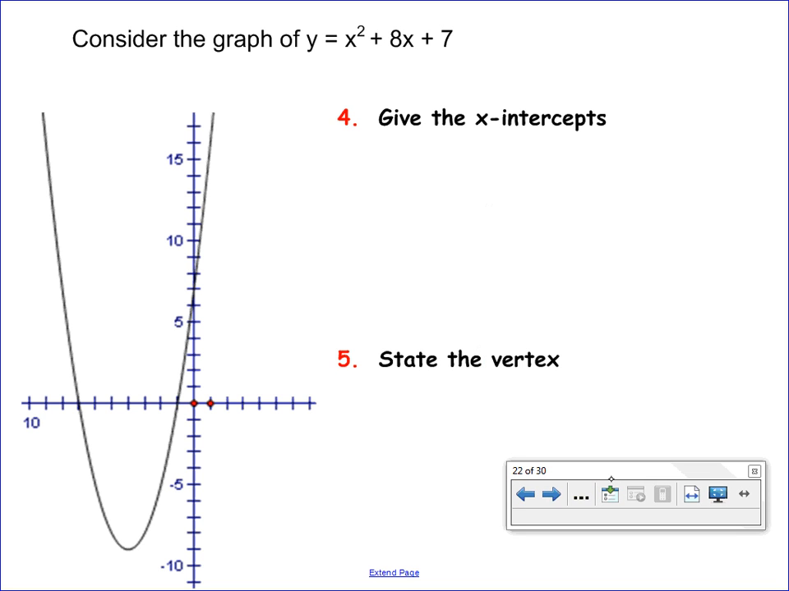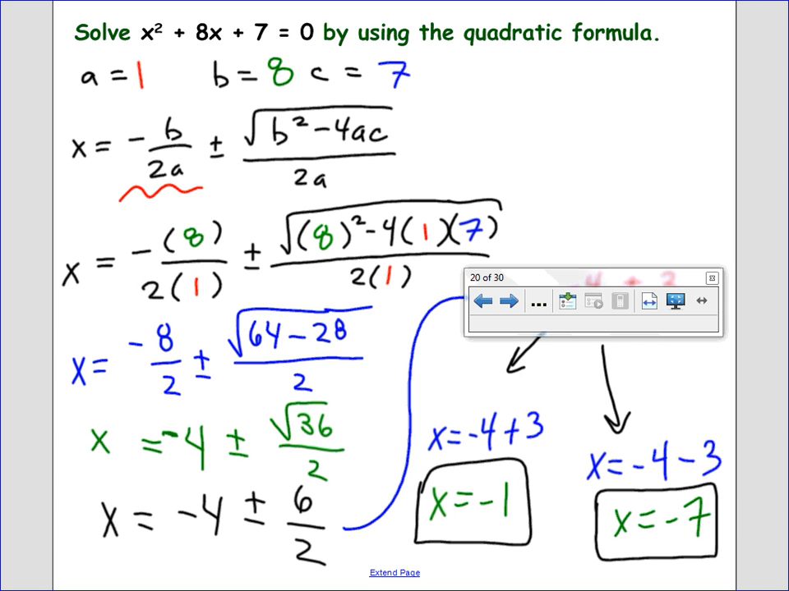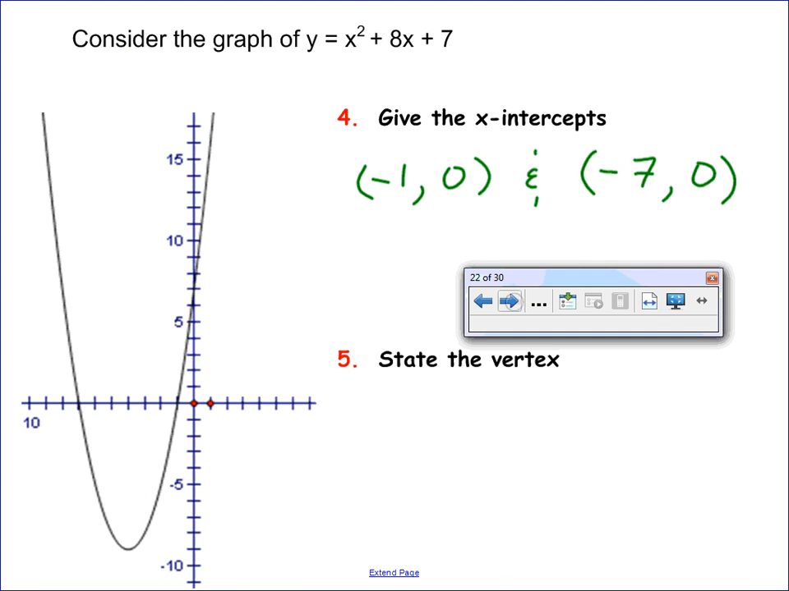My x-intercepts we already saw. That was -1, 0, and -7, 0. Where did those come from? Well, those are my solution values at the end, right? Those are my x equals solutions at the end, exclamation point. So I'll write that again.